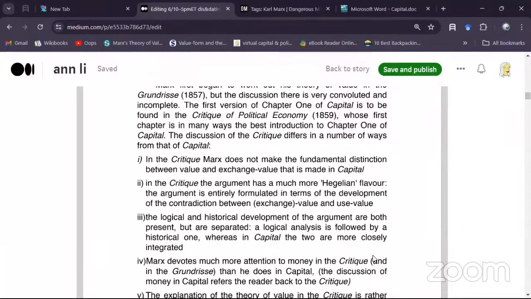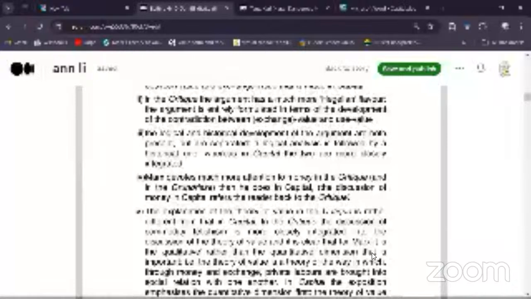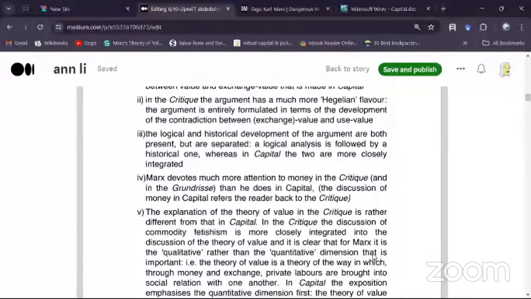It doesn't matter about form, as long as logic, which is also a form, is worked through. Number 4, Marx devotes much more attention to money in the critique and in the Grundrisse than he does in Capital. The discussion of money in Capital refers the reader back to the critique, and that's a really important point. In later Marxist approaches to the problem of money, that is, studies in the post-World War II period, the idea is that the money thing is not fully worked out, and going back to the critique, the CPE, helps to work through that. That's a pain for a lot of people, but it does give some of the fundamental elements that are necessary.